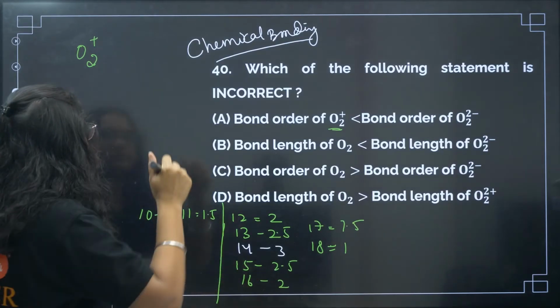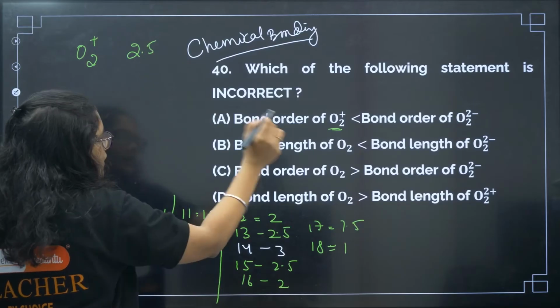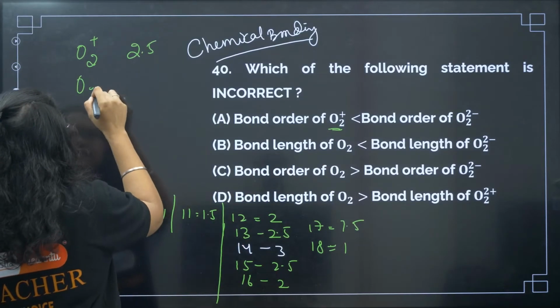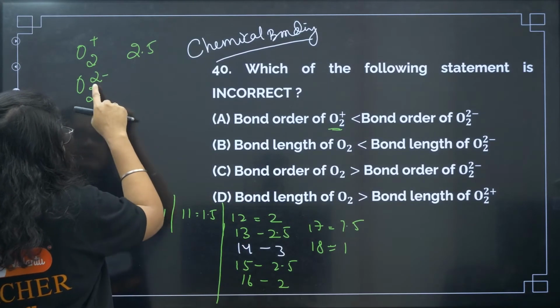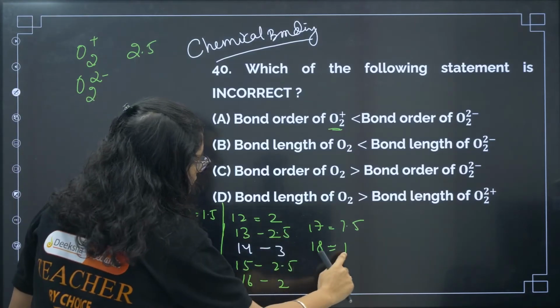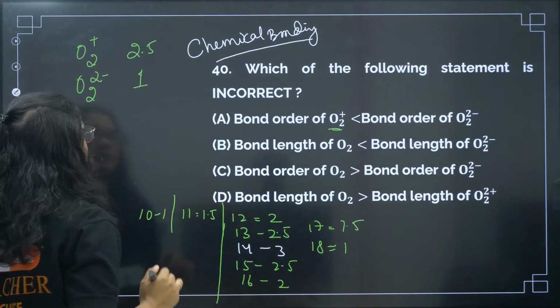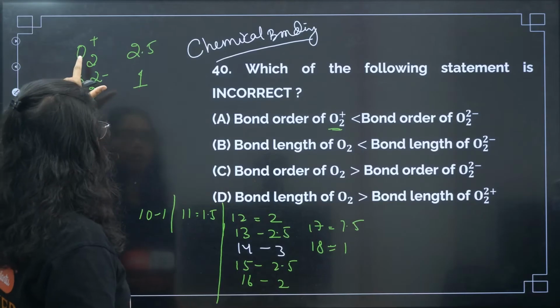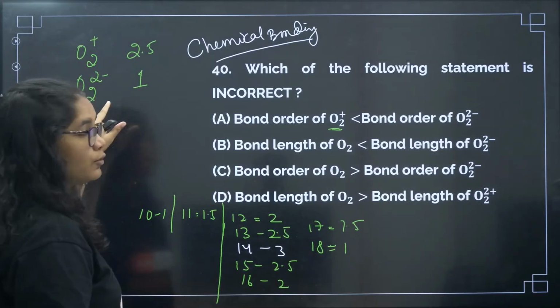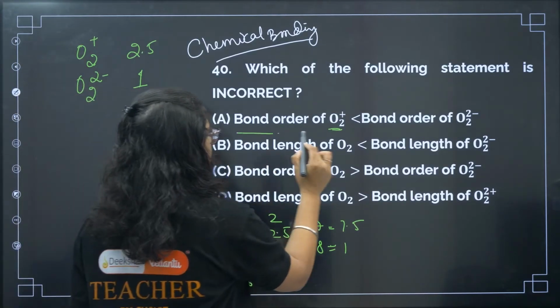So for 15 electrons the bond order is 2.5. Now if you see O2 2 minus, 8 plus 8, 16 plus 2, again 18 electrons, and for 18 electrons the bond order is 1. So I can say that the bond order of O2 plus is greater than the bond order of O2 2 minus, but the statement given is the opposite.